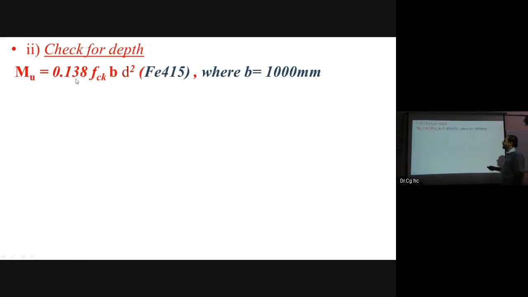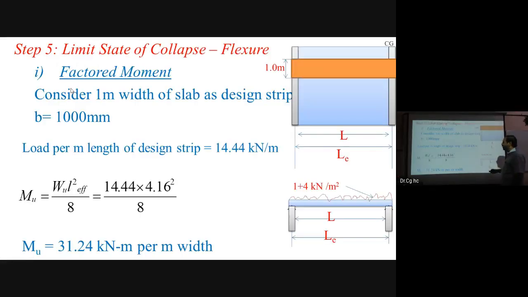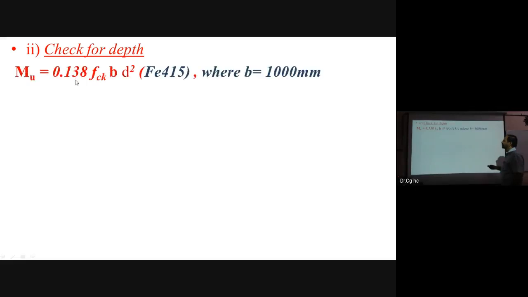Now let us check for the depth. The depth we have already assumed. Now let us check: the moment we have calculated, for this moment, whether the depth is satisfied or not, we have to check. Therefore, to check the depth, MU is equal to 0.138 FCK B D square for Fe 415, where B is 1000 millimeter. Now substitute here. We have calculated MU in the previous slide. Now substitute that MU here.